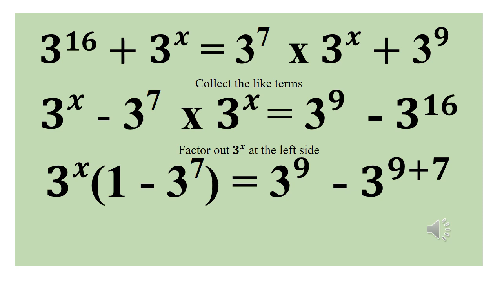So from 3 raised to power 16 plus 3 raised to power x equals 3 raised to power 7 times 3 raised to power x plus 3 raised to power 9, we can collect the like terms. So if we do that, we have 3 raised to power x minus 3 raised to power 7 times 3 raised to power x equals 3 raised to power 9 minus 3 raised to power 16. We just bring to one side those with just numbers.